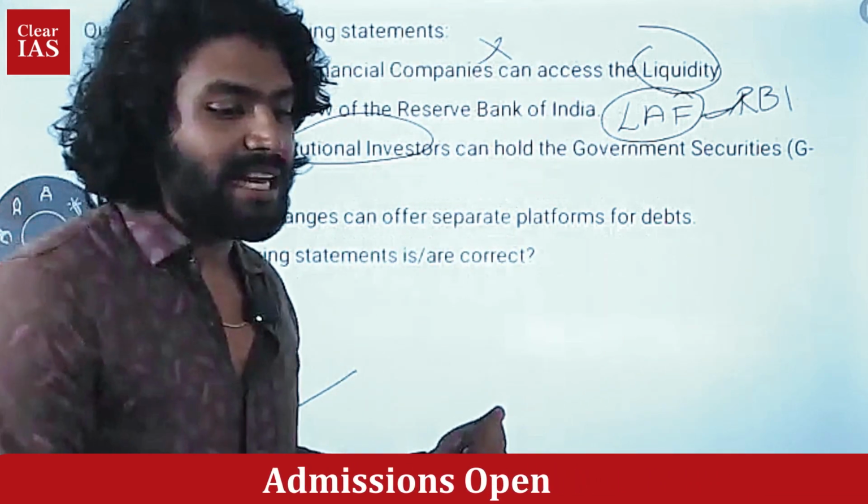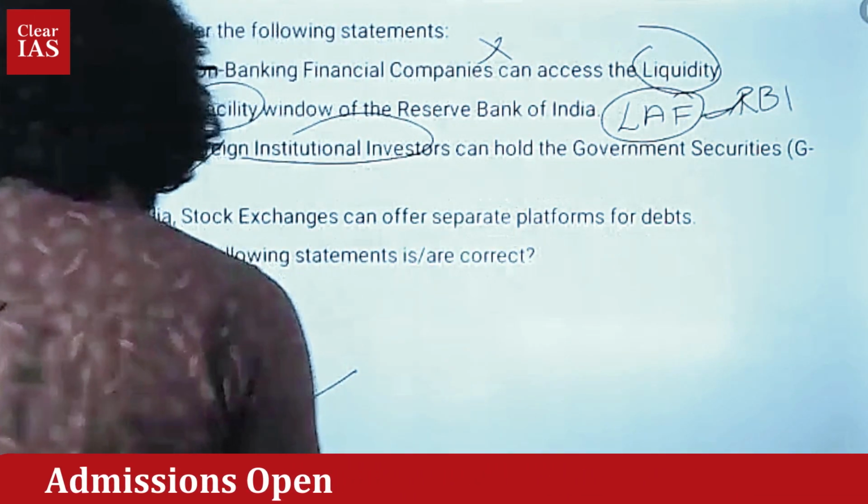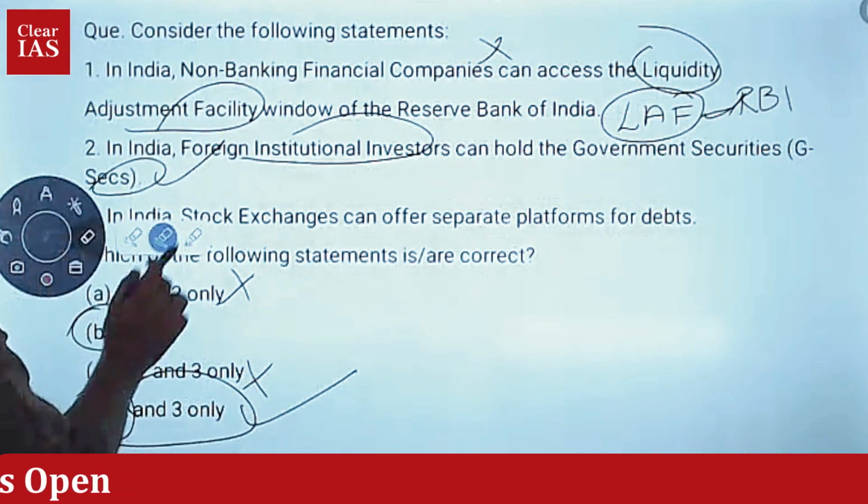Whether it is green bonds or not, it's not a question here. So the second statement is obviously correct. So the answer is 2 and 2. 1 is wrong. Okay.